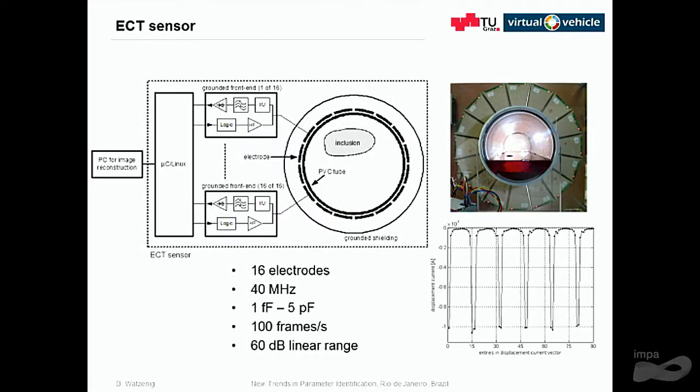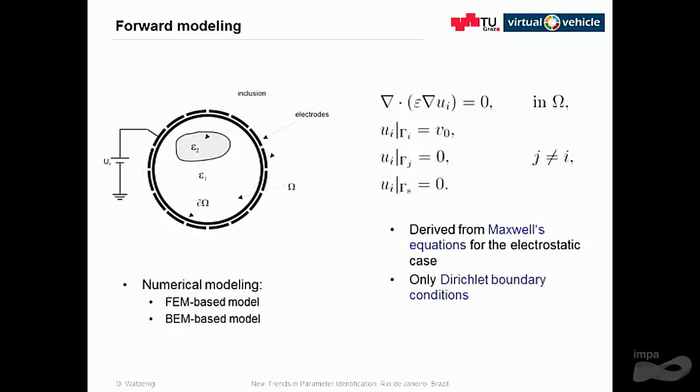And that's just one picture showing the implemented sensor as it's already now in place in the industry, where we actually have 16 electrodes. Our carrier frequency is 40 megahertz. We have this previously mentioned range of the measured capacitances, and about 100 hertz, which we can provide to the signal processing, the analog digital, and later on the reconstruction procedure. And that's a typical trace of a measurement setup coming out.